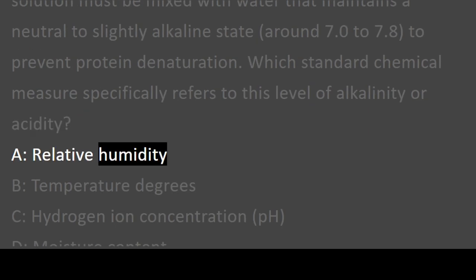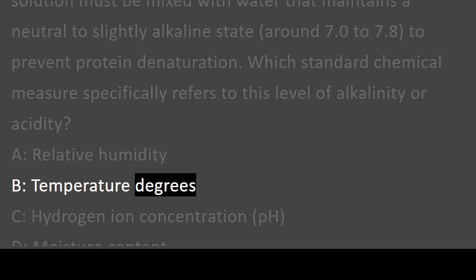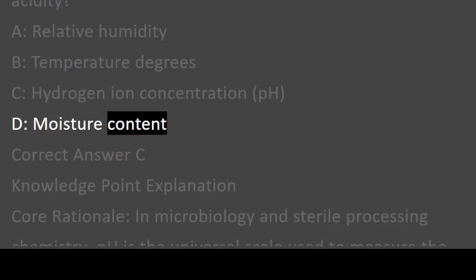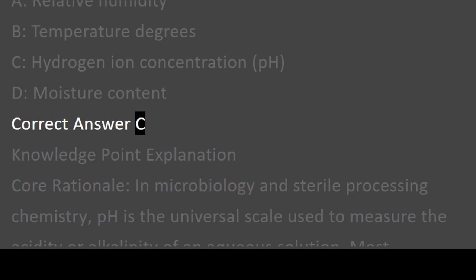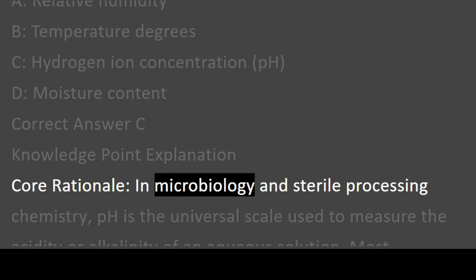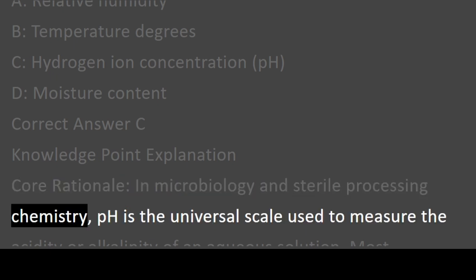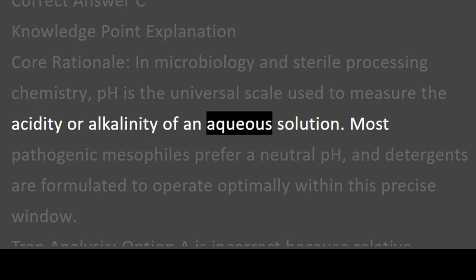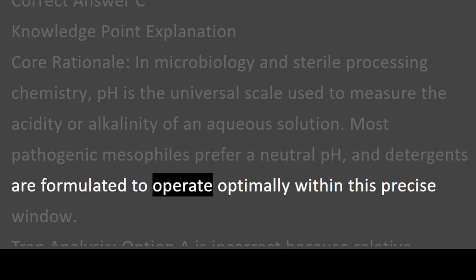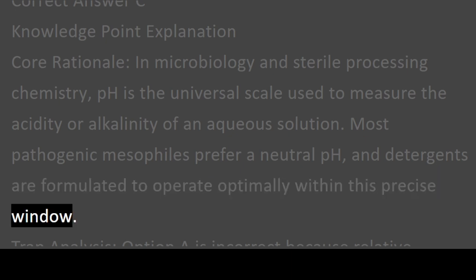A. Relative humidity. B. Temperature degrees. C. Hydrogen ion concentration, pH. D. Moisture content. Correct answer C. Knowledge point explanation. Core rationale. In microbiology and sterile processing chemistry, pH is the universal scale used to measure the acidity or alkalinity of an aqueous solution. Most pathogenic mesophiles prefer a neutral pH, and detergents are formulated to operate optimally within this precise window.